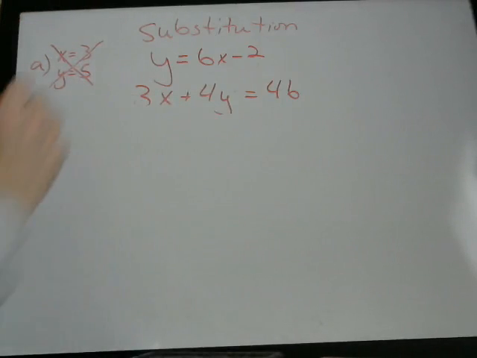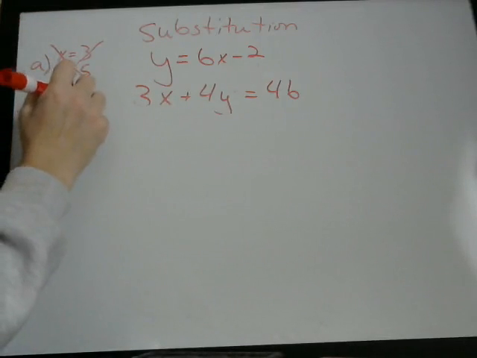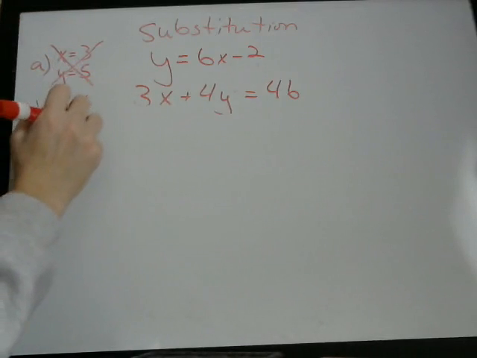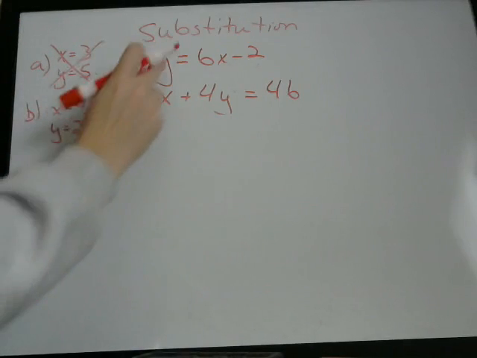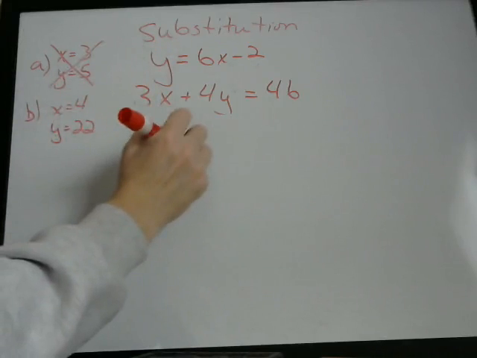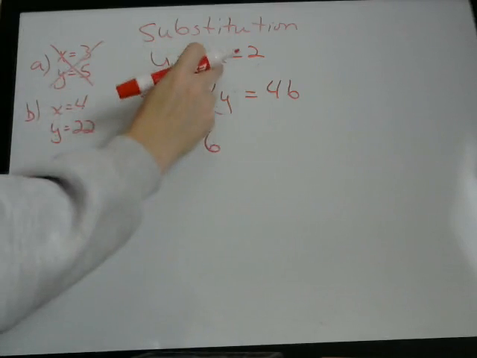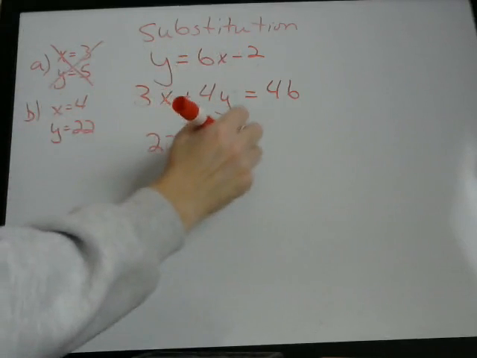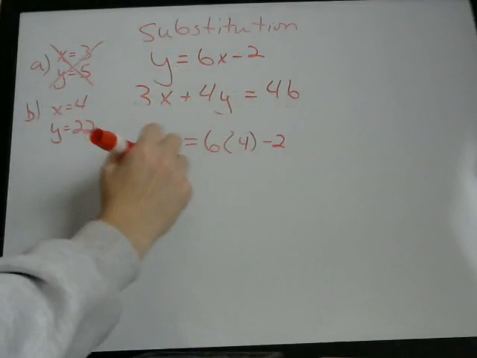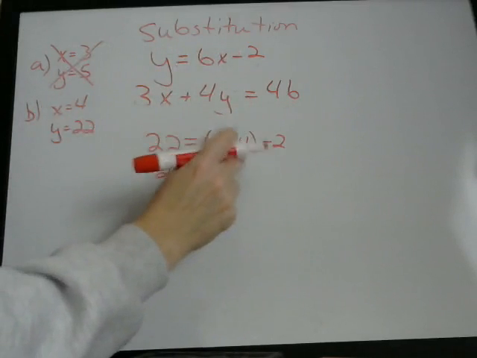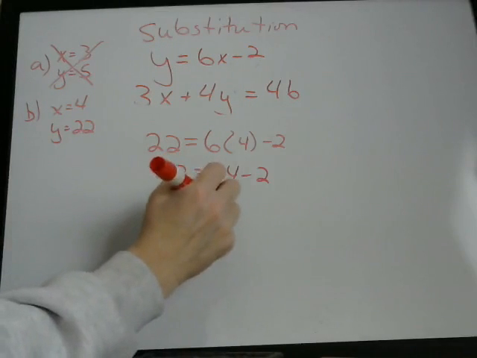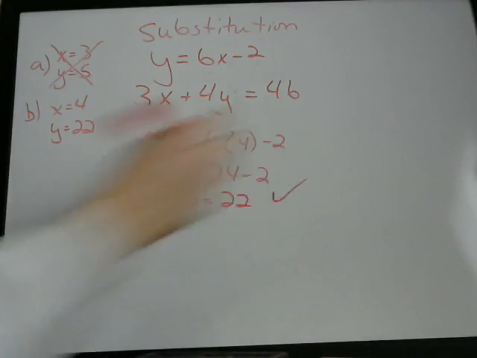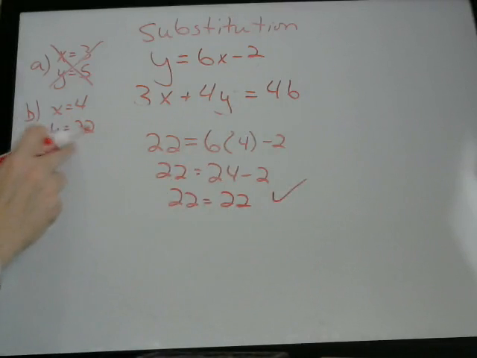Let's say the second answer is x equals 4, y equals 22. Again, start with the first equation. If y equals 22, 6 times x, 4. 22 equals 6 times 4, which is 24. 22 equals 22. Ah, that checks out. So this might be the right answer.